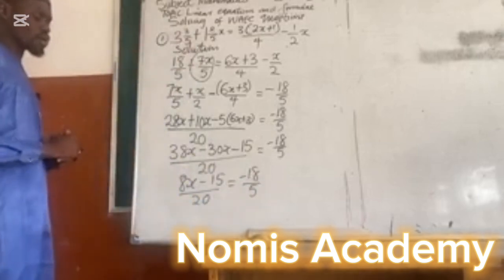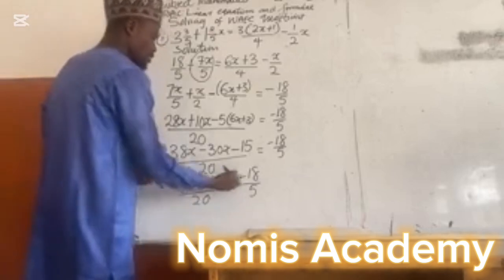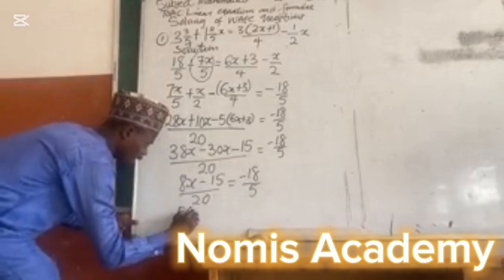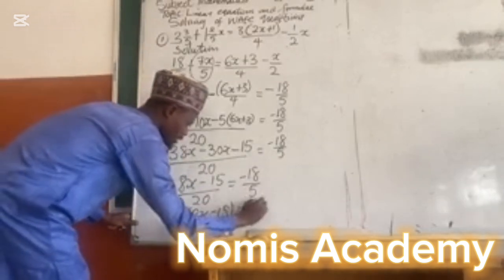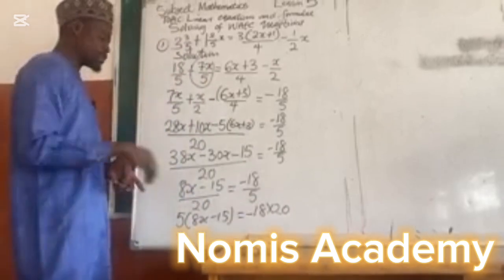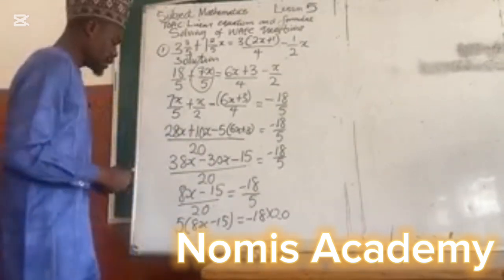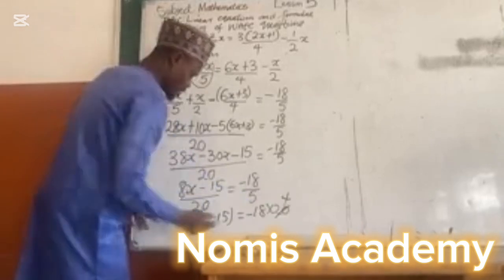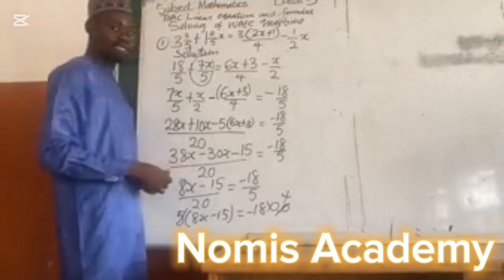So the next thing is to cross multiply. This one will multiply this, and this one will also multiply this. So we have 5, open bracket, 8x minus 15, is equal to minus 18 times 20. Immediately you cross multiply, always check whether there is a number here that can be divisible by another number here. If you look at it, 5 divided by 5 we have 1. 20 divided by 5 we have 4. It has reduced the numbers you have to multiply to make it very easy for you.